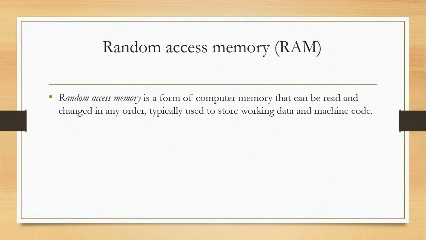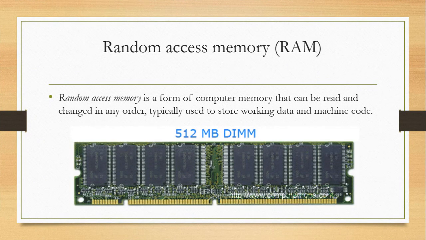Good. So if we take the random access memory, this is how it looks. The random access memory is a form of computer memory that can be read and changed in any order, typically used to store working data and machine code. So whatever I'm doing on this computer right now, whilst presenting to you, is being stored on the random access memory, which is a memory in this computer. Okay? Good. So this is where your CPU picks data from. The CPU picks data from the random access memory and executes. Right?